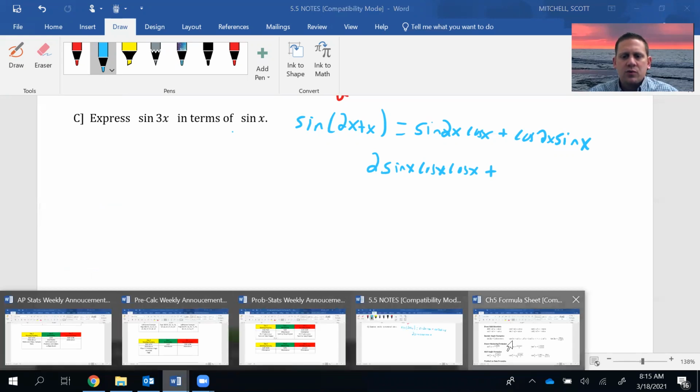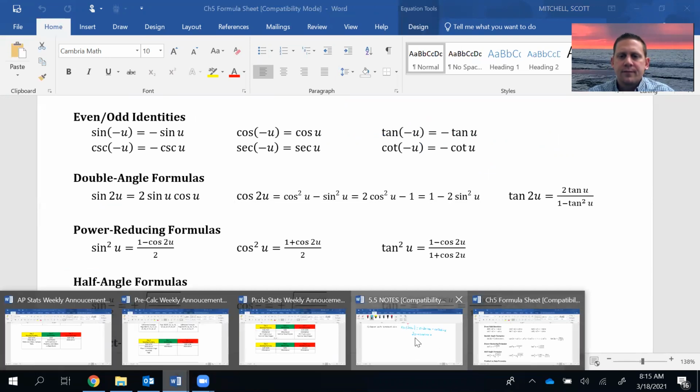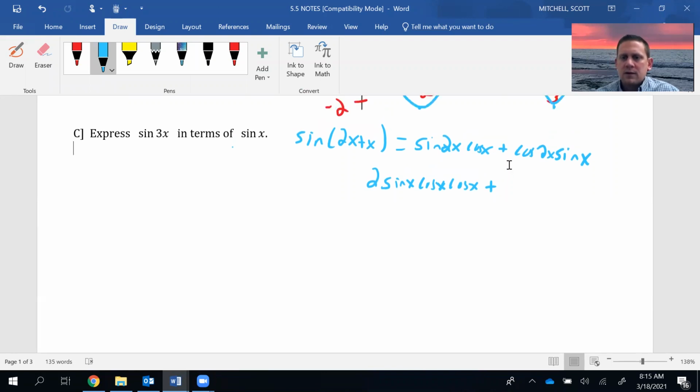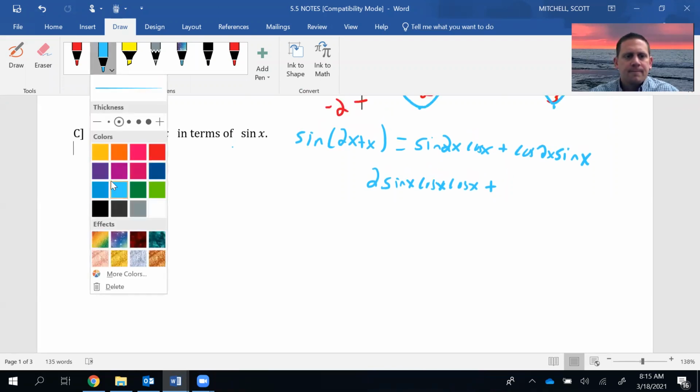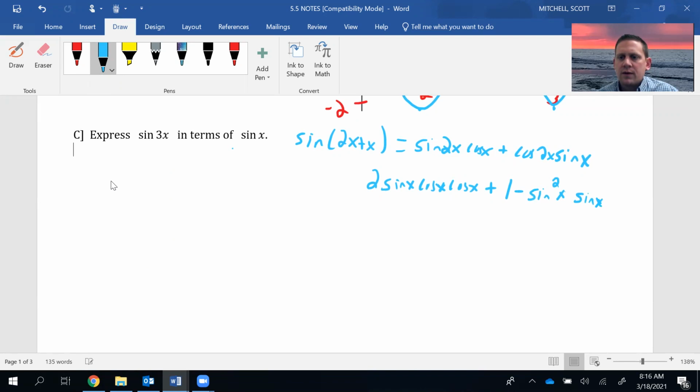All right, and you might ask, well, which one of those are we supposed to use? Well, what are we trying to do here? We're trying to get things in terms of sine. So my double cosine angle, I don't want this because it still has cosine in it. I don't want this because it still has cosine in it. Here's the one I want to use. 1 minus 2 sine squared u. So this is going to be 1 minus 2 sine squared x, and then times sine x is also right there as well. Okay.